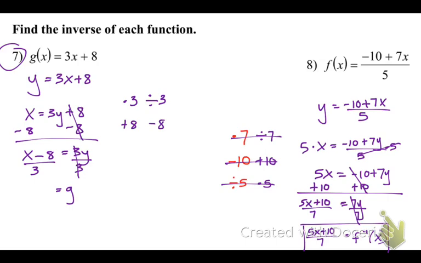So that's going to be g inverse of x, now that we have an inverse function, equals, and again, don't worry about simplifying, x minus 8 over 3. Final answer. Hopefully that's the one you chose.